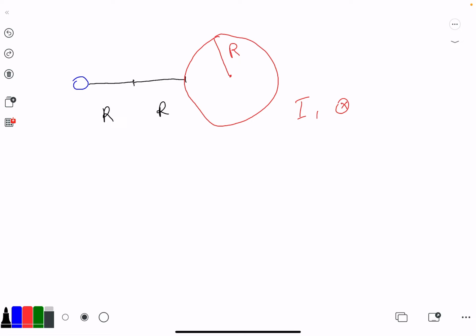A rod of radius r carries a current I1, which I specify as into the page, with a uniform current density. There is also a thin wire at a distance 2r away from the surface of the rod. So we have here current I2.